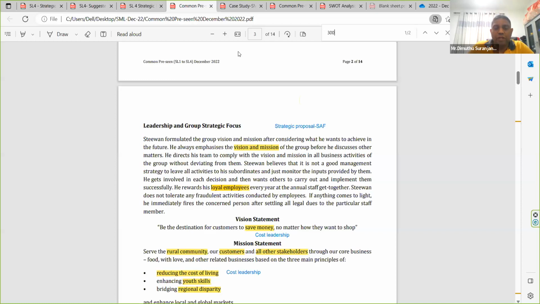He rewards his loyal employees every year. Then when staff get together, Stephen does not tolerate any fraudulent activity conducted by employees. If anything comes to light, he immediately fires the concerned person, after settling all legal duties to that particular staff member.